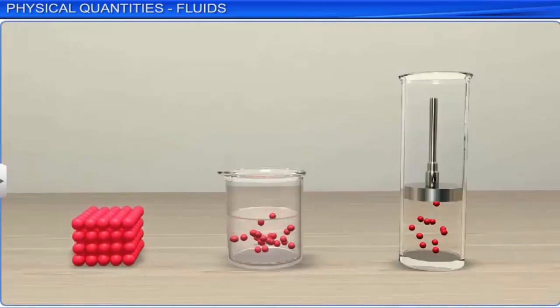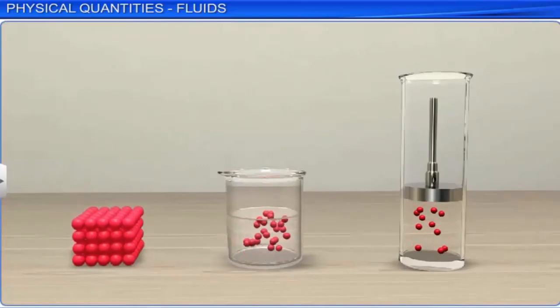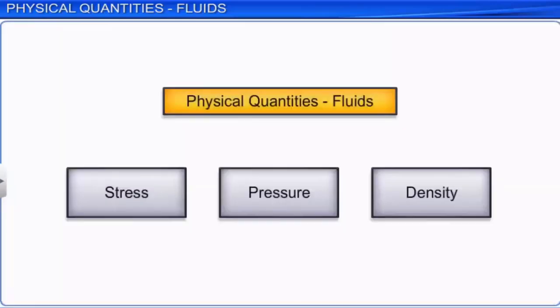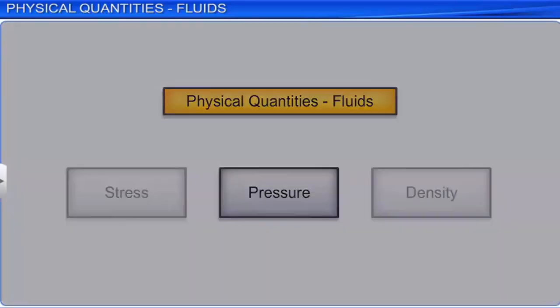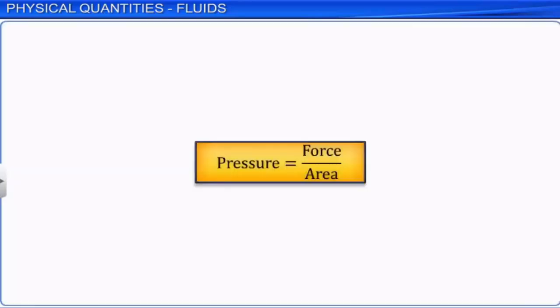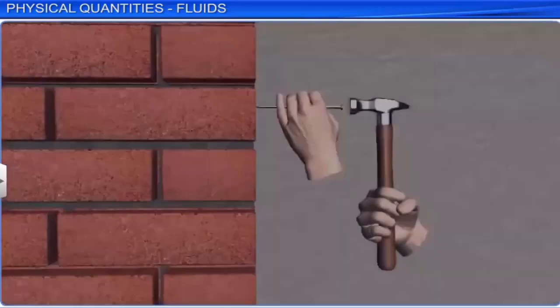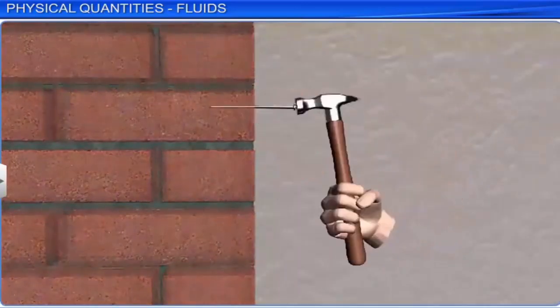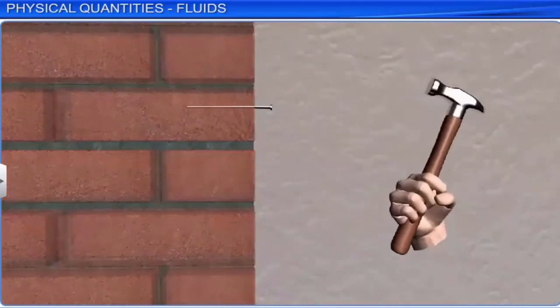Another common physical quantity related to fluids is pressure. Pressure is defined as force exerted per unit area. We experience so many incidents involving pressure in our day-to-day life. One such example is that it is easier to drive a sharp nail into a wall than a blunt one. This is because, for a sharp nail, the area on which force acts is less, hence more pressure.